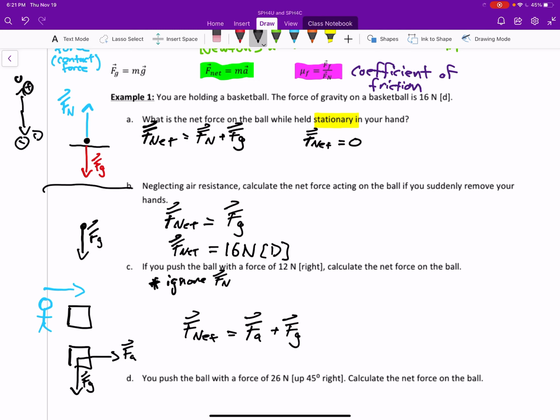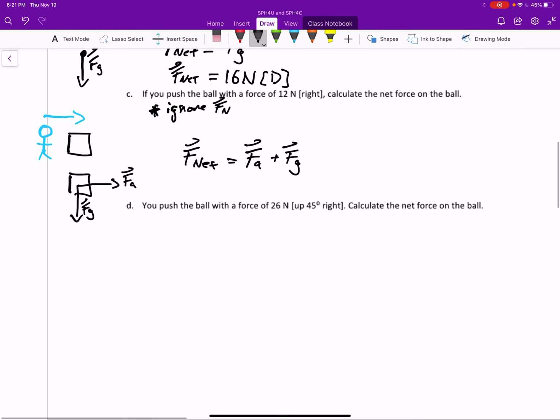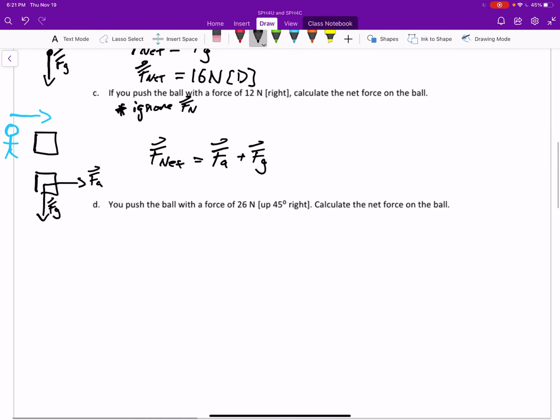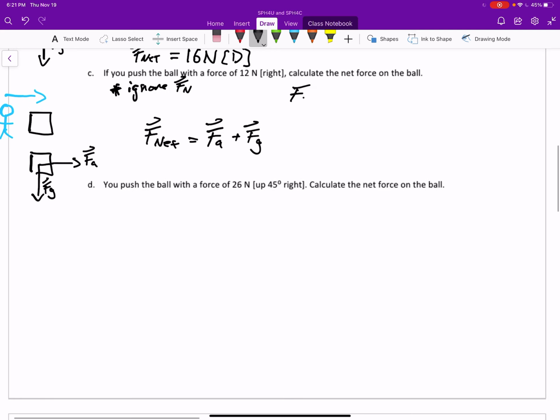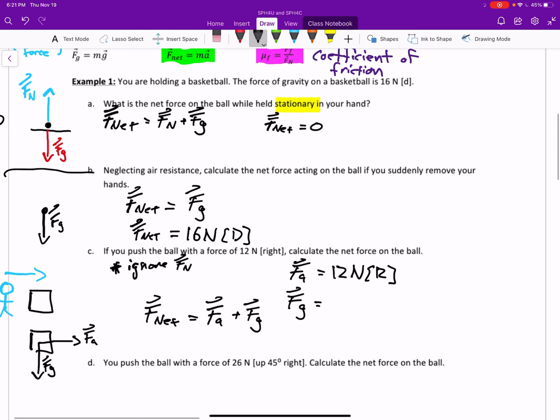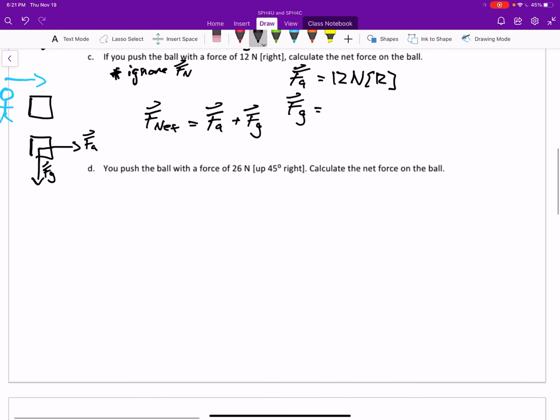So our force of gravity is still 16 newtons, right? But we have this new applied force here. So what we can do is we can say that, okay, we know that the applied force is 12 newtons, and that goes to the right. And the force of gravity is going to be the same as above, which is 16 newtons down.